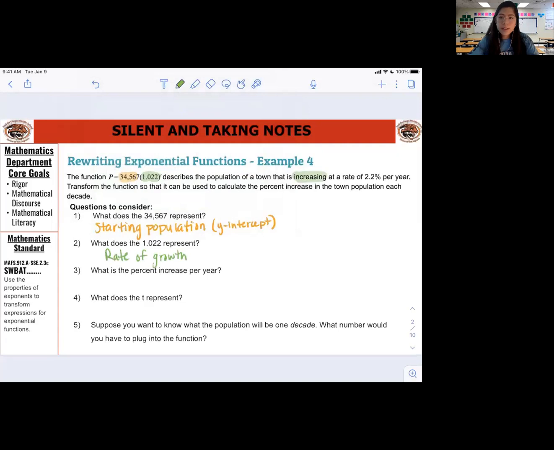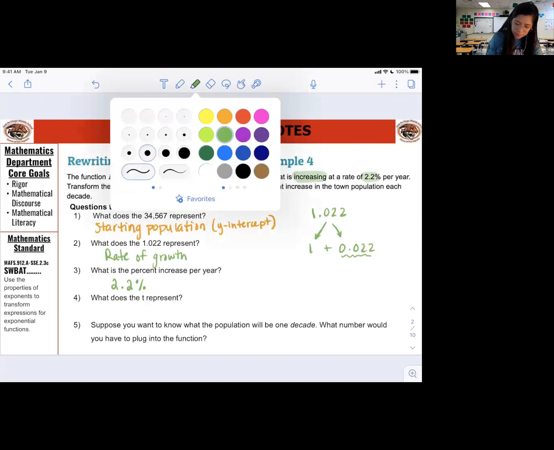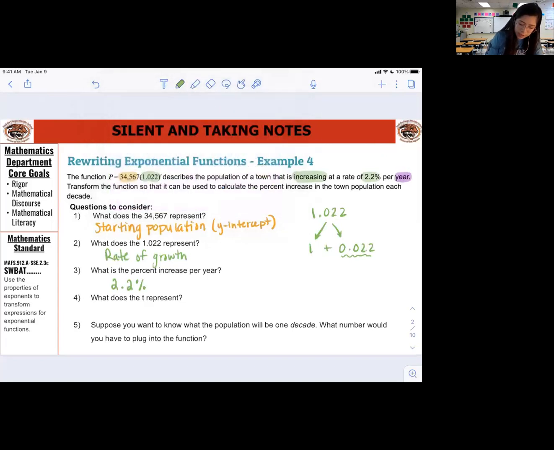What is the percent increase? 2.2. And of course, it tells us right here. But again, just like we did in the previous example, 1.022 splits into 1 plus 0.022. And then 0.022 is 2.2%. And then finally, what does the t represent? Years. Number of years. Good. We know that that's representing years.